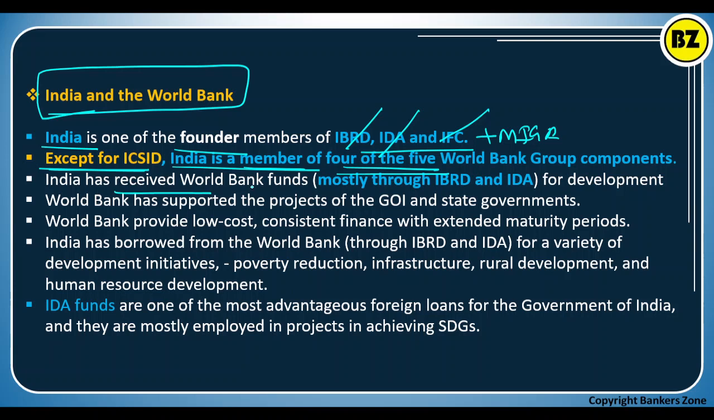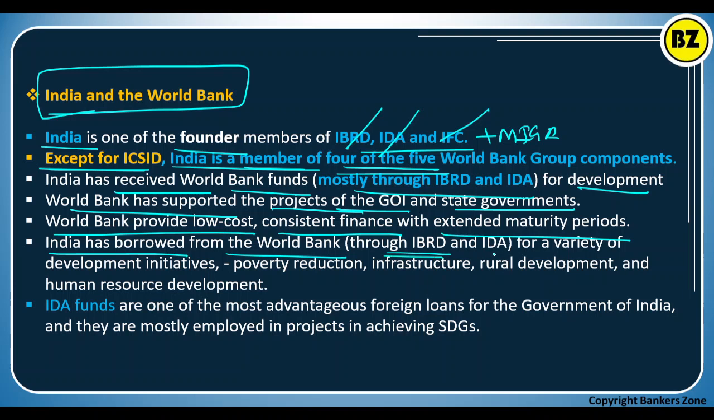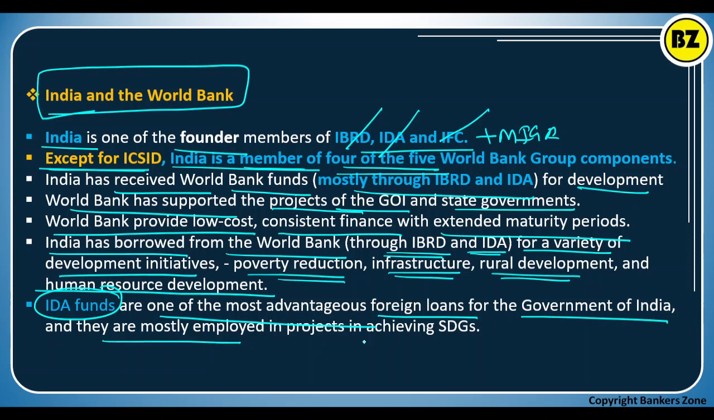India has received World Bank funds mostly through IBRD and IDA, the first 2, for development, right? The World Bank has supported projects of the government of India and state governments also. The World Bank provides low cost, consistent finance with an extended maturity period to India. India has borrowed from the World Bank through IBRD and IDA. A variety of development initiatives have been supported by the World Bank, such as poverty reduction, infrastructure improvement, rural development and human resource development. IDA funds are one of the most advantageous foreign loans for the government of India, and they are mostly employed in projects for achieving the SDGs, Sustainable Development.